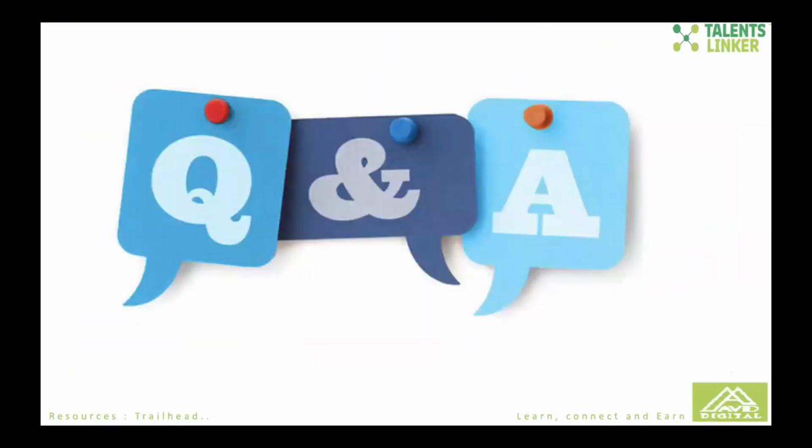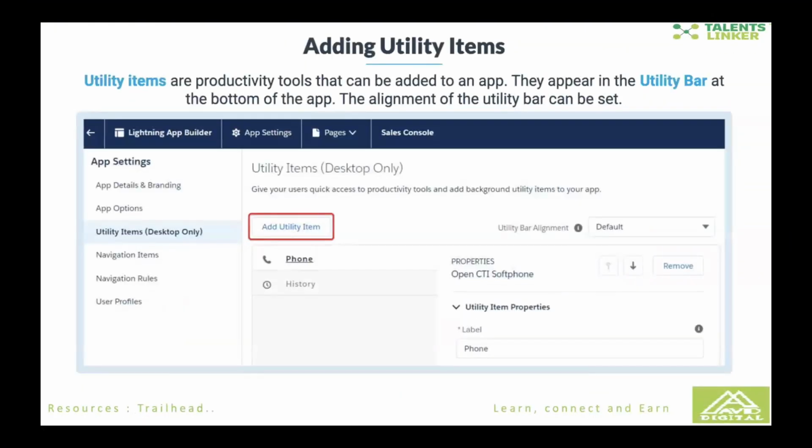And adding utility bar, where when you use the Lightning app builder, there's where you have option where you can add the Lightning utility bar. So if you want to add it, you add it. And these are the things you can have on the add utility items. You can make call history, different history concerning the call you are making.